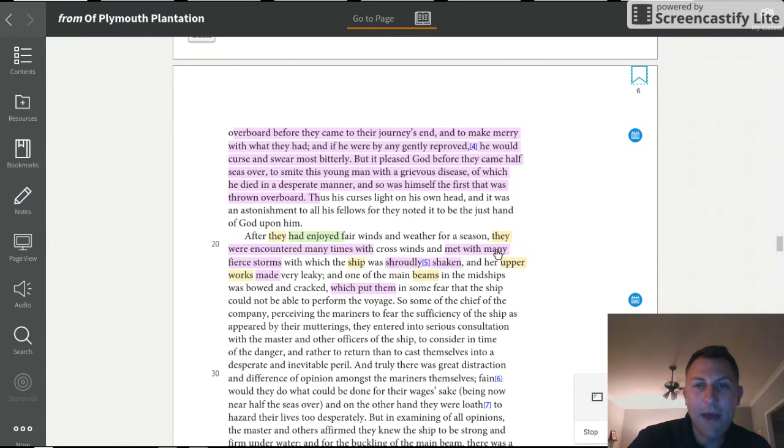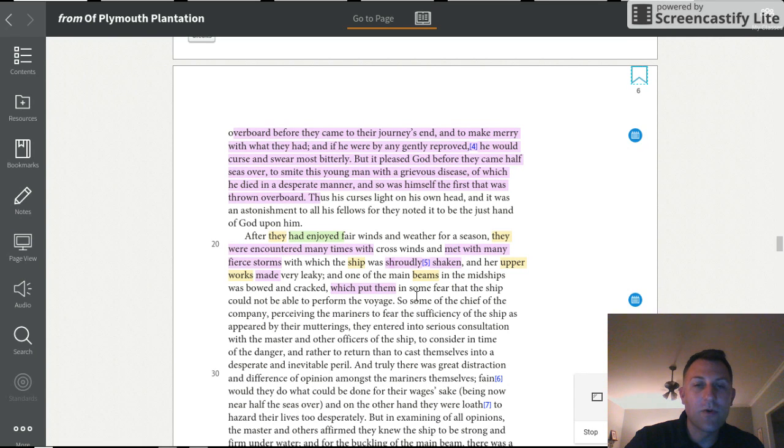And then over here it says, and met with many fierce storms. Like they were met, the fierce storms came to them and met them, with which the ship was shrewdly shaken. So the storm shook the ship, and her upper works made very leaky, and one of the main beams in the midships was bowed and cracked, which put them in some fear. So it's like the storm did, and the beams affected them. So it sounds like these are passive verbs, meaning that these are passive sentences, that they're being acted upon by the objects of these sentences, the storm and some of these other things.